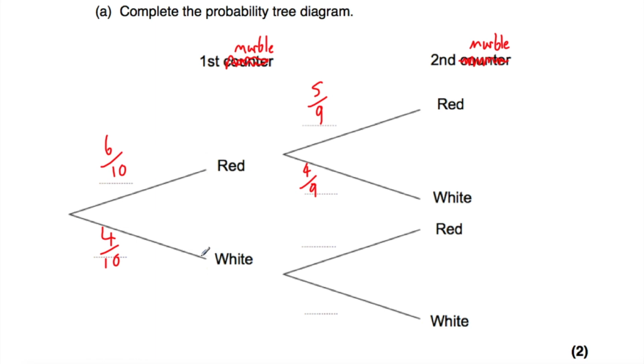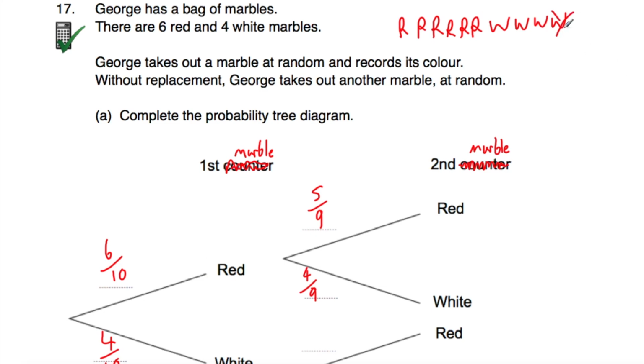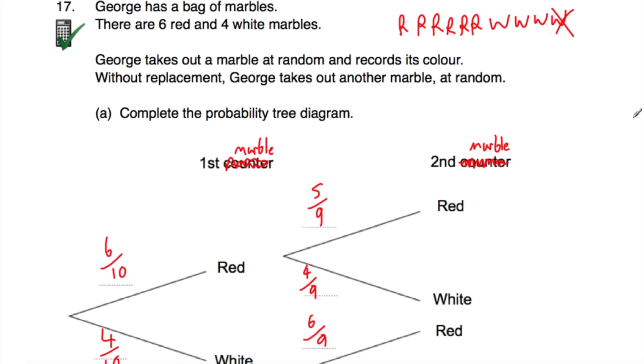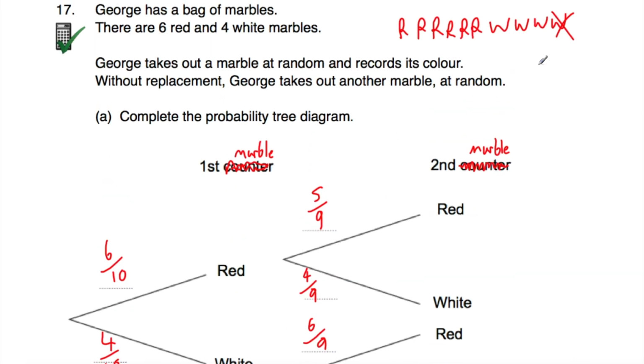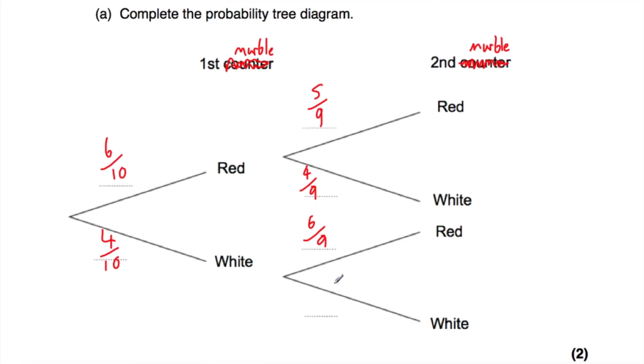So this is whenever you take out a white marble as your first marble. So he takes out a white one, and he's been left with 9 marbles in the bag, 6 of them are red and 3 of them are white. So the probability of the next one being red would be 6/9. And the probability of the next one being white, if he takes out a white one, would be 3/9.